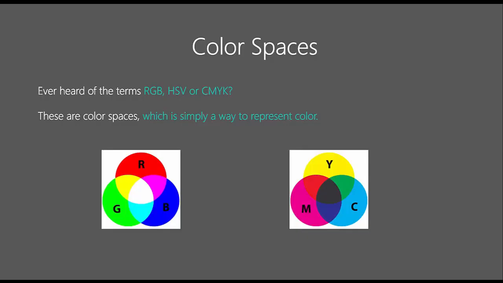So you may have heard the terms RGB, HSV, or CMYK. These are names of different color spaces, and color spaces are different methods by which we store images on computers. You may be familiar now with RGB, which is how we store colors in various intensities of red, green, and blue. But there's also HSV, which is hue, saturation, and value, or intensity. And then there's CMYK, which is commonly used in inkjet printers, K being black, by the way.